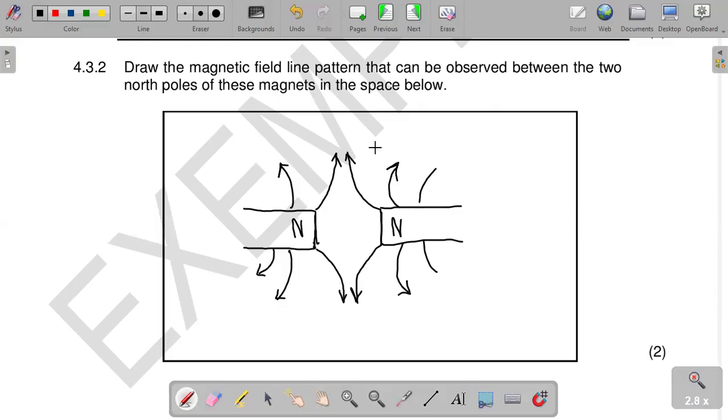And the other thing is that what? The lines must not cross here. So the lines should not cross each other. They cross each other, they touch each other if you have attraction or if you have opposite poles here. That's when the lines will cross and join and touch each other. But in this case, they don't. Okay.